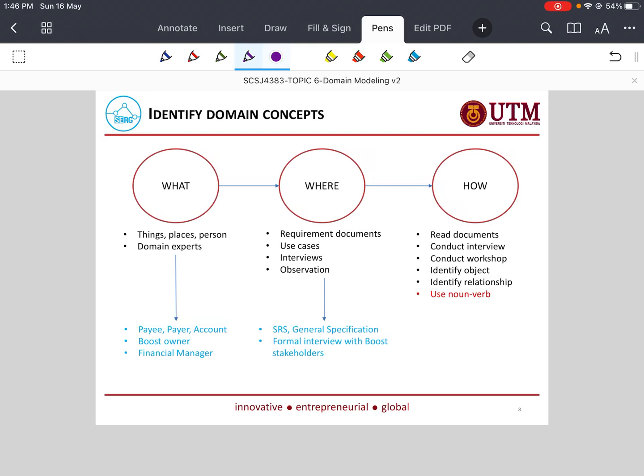Okay, the first step you need to know is to identify the domain concepts. I divided it into three kinds of questions. The first one is the what. The second one is where. The third one is how.